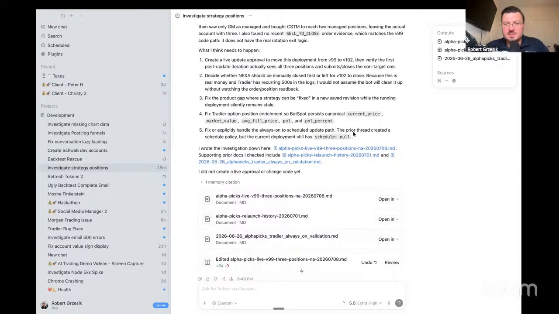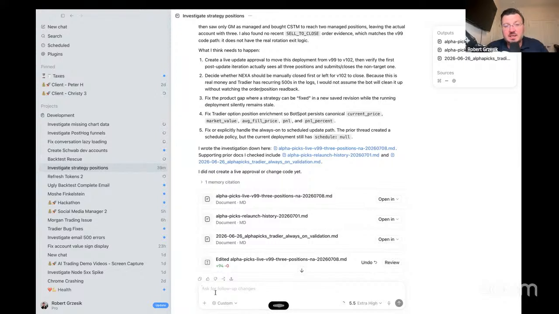Okay, so I'm just taking a look into this Alpha Picks thing here because we started looking into that. And actually, create a new version, 102, that I think should fix this. Decide whether... Okay, so can you please give me a very well researched and detailed game plan of what you think we should do, and let me know what questions you have for me?